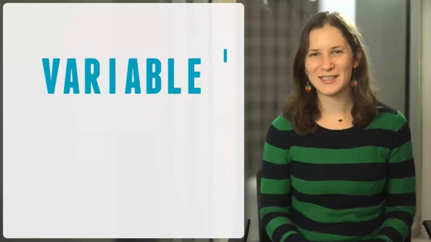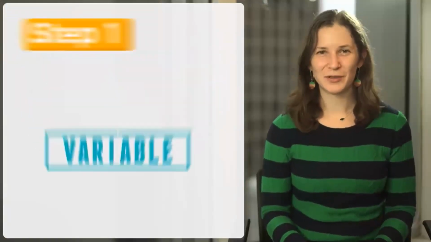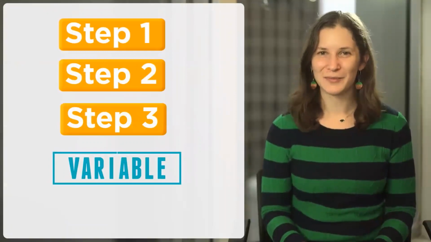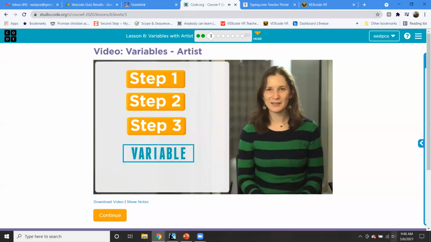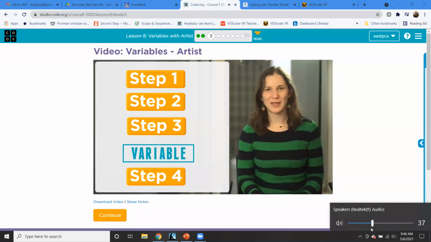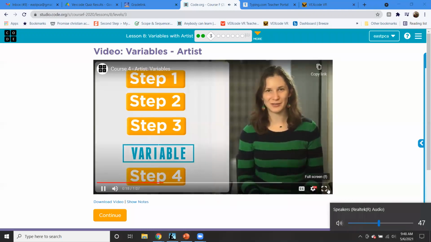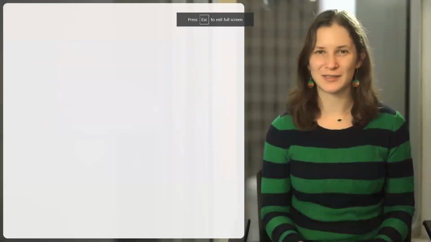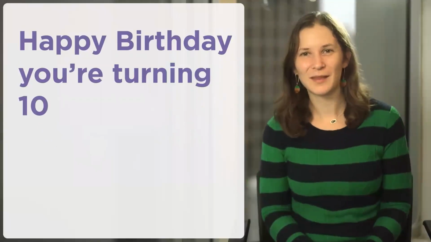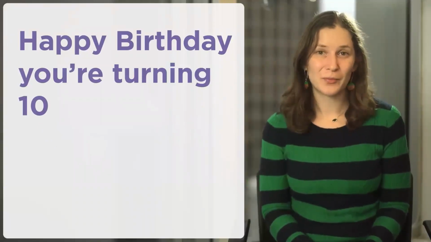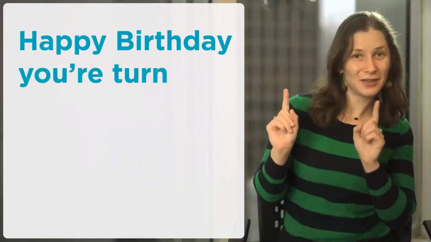A variable is a container that you can store a value in. When you use that variable in an algorithm, it opens up the container and looks at the value inside. This lets you write smarter algorithms that behave differently depending on the values stored in the variable. For example, if you wanted to write an algorithm to say, "Happy birthday, you're turning 10," to my little brother, that's great now, but when I run it next year, I'd want it to say, "Happy birthday, you're turning 11."